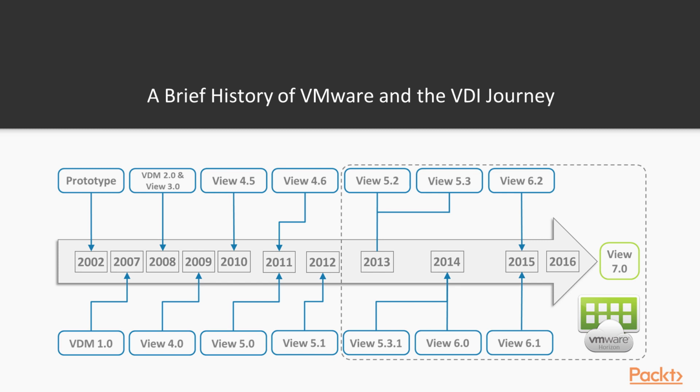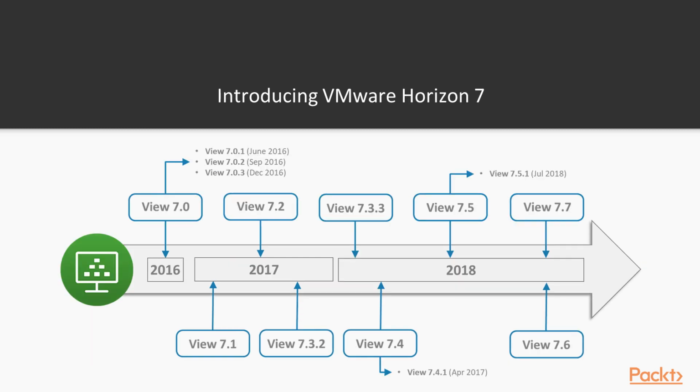Following on from View 6.2, VMware also launched two maintenance releases, 6.2.1 and 6.2.2. That now takes us up to Horizon 7. Horizon 7 was first released on the 22nd of March 2016, with several point releases made throughout the rest of the year. 2017 saw Horizon move from 7.1 to 7.3, with 7.4 being released in early 2018, which brings us nicely up to today and the latest version, Horizon 7.7, which was released on the 13th of December 2018. So let's have a look at Horizon 7 in a bit more detail and some of its features.